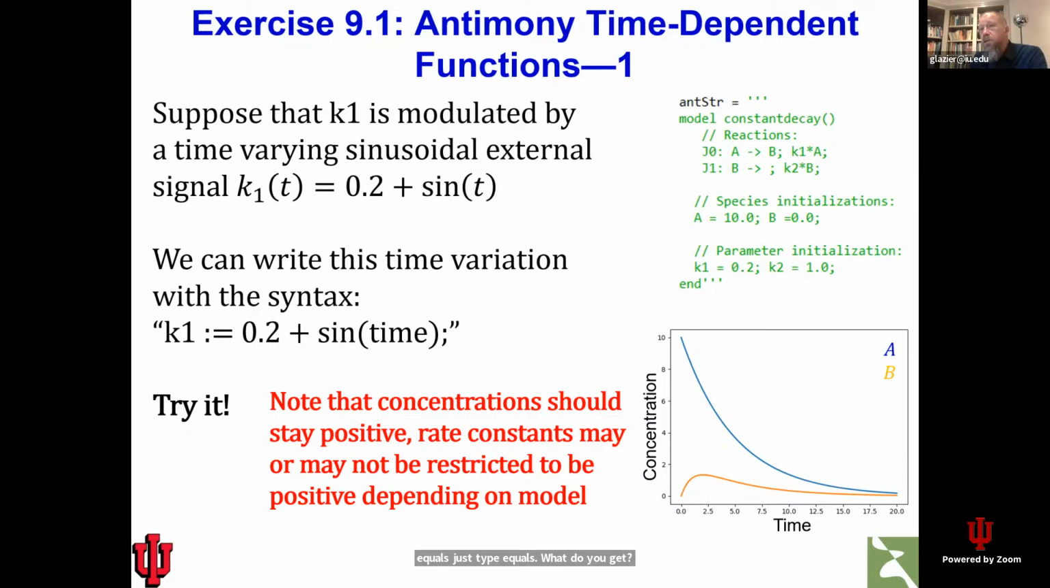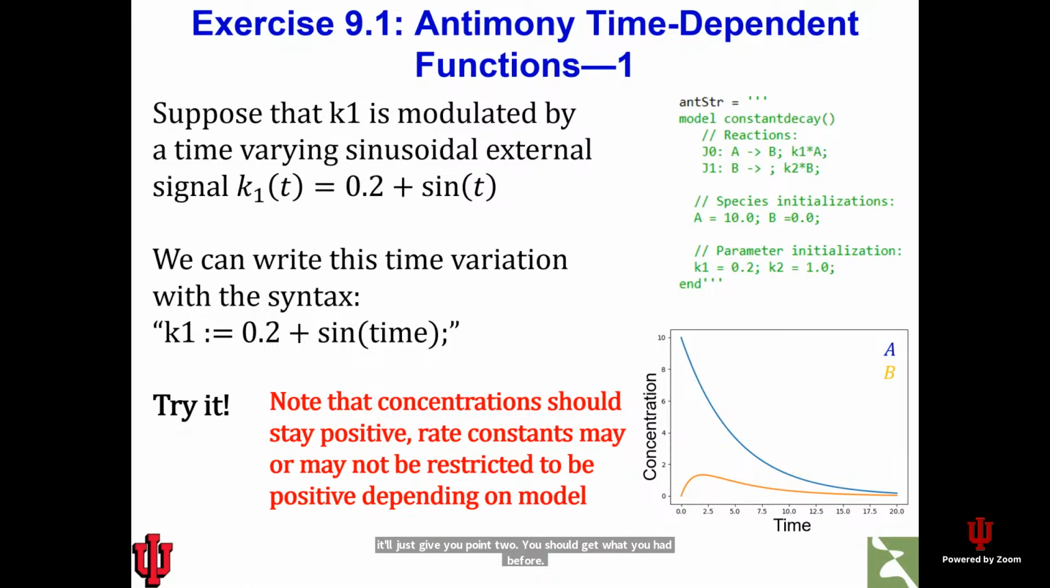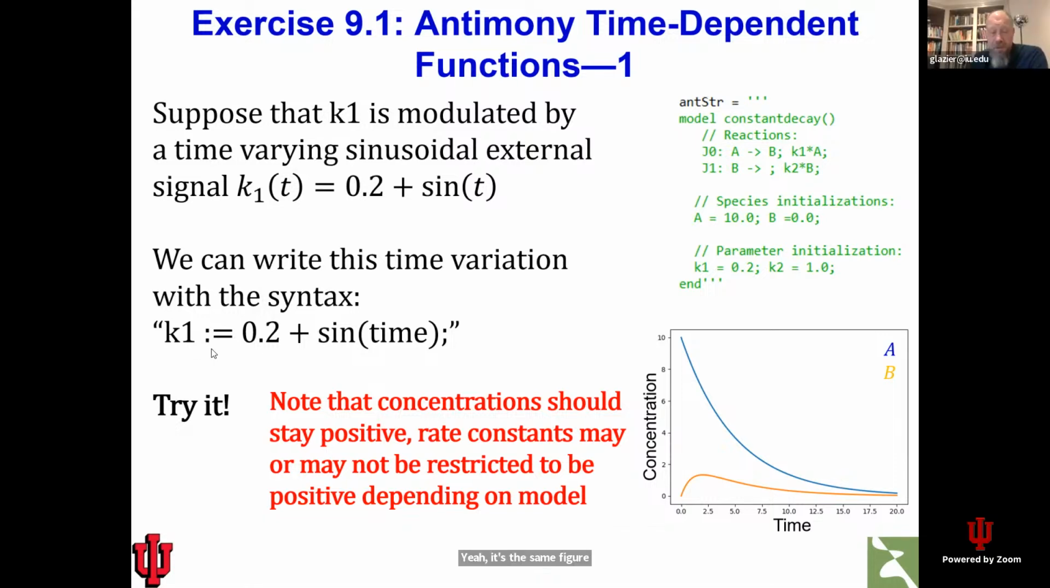If you type equals, what'll happen is it'll evaluate 0.2 plus sine of time at time equals 0. Sine of 0 is 0, so it'll just give you 0.2. You should get what you had before. Does that work? Yeah, it's the same figure. And so the colon equals is fine.